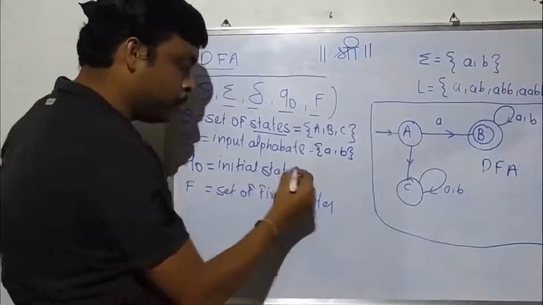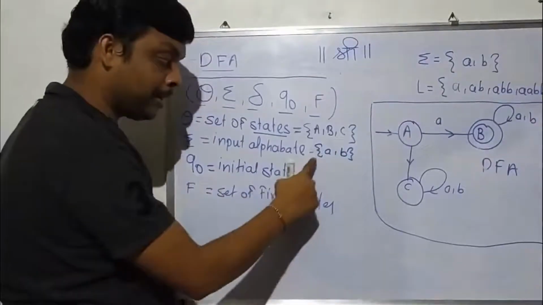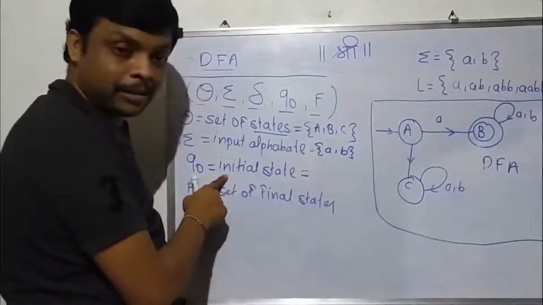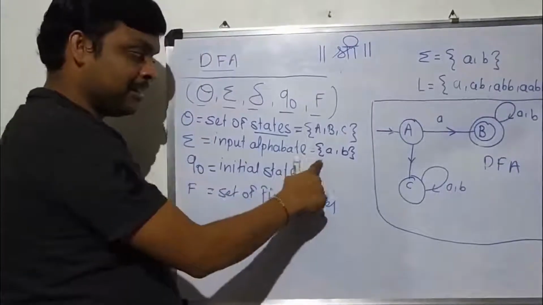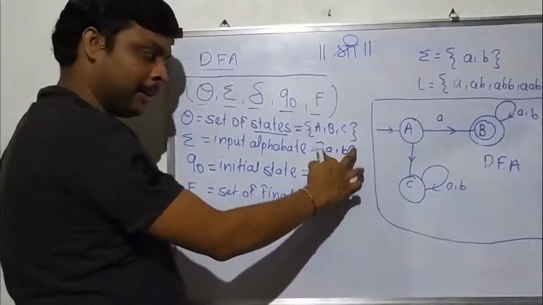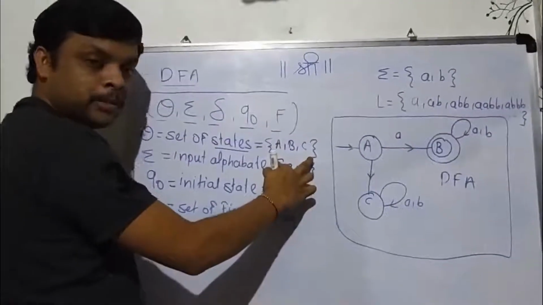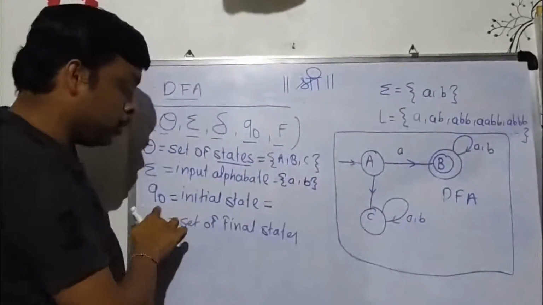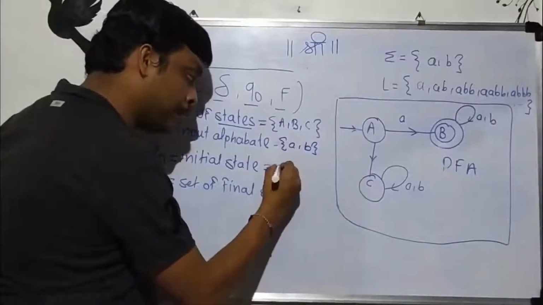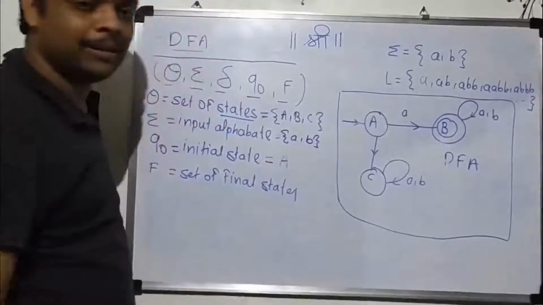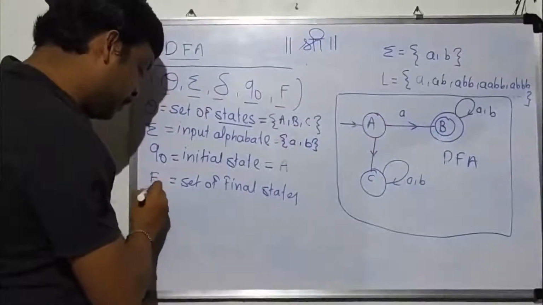So what is the value of Q0 here? And see, this is not a set, so don't write it in curly brackets. Alphabet is a set, so we mentioned it in curly brackets. Q is the set of states, so there we use curly brackets. But Q0 is the initial state, that is not a set, so directly you have to write the value of Q0, that is A.